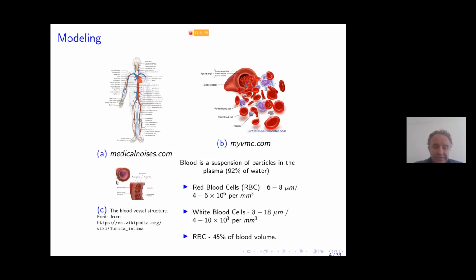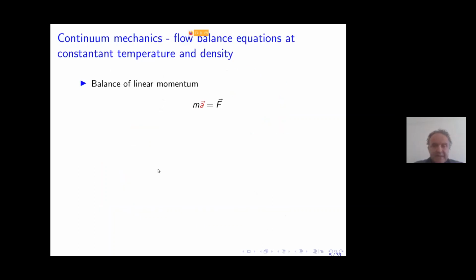We also have the artery wall, which has several layers. We will be talking about this a bit later. Let me first address the question of the fluid. So when we are talking about modeling blood as a fluid, we need to think about some physical principles. We have the balance of linear momentum, the balance of mass, angular momentum, and the energy equations.